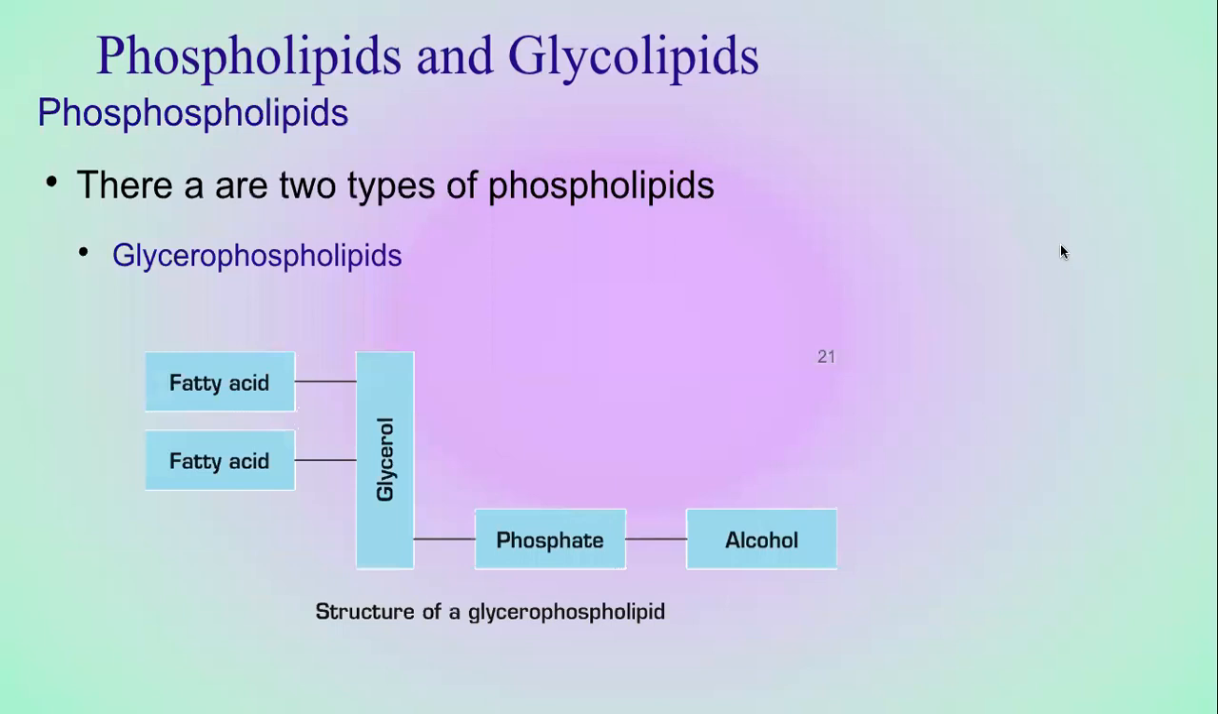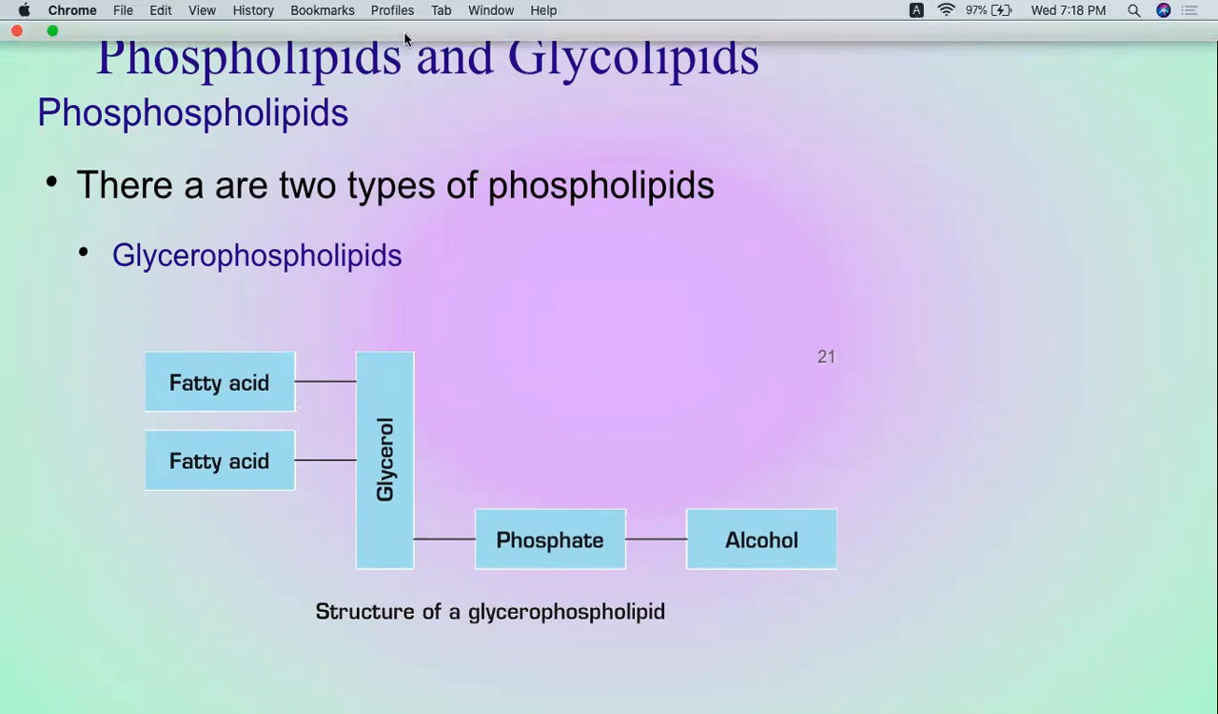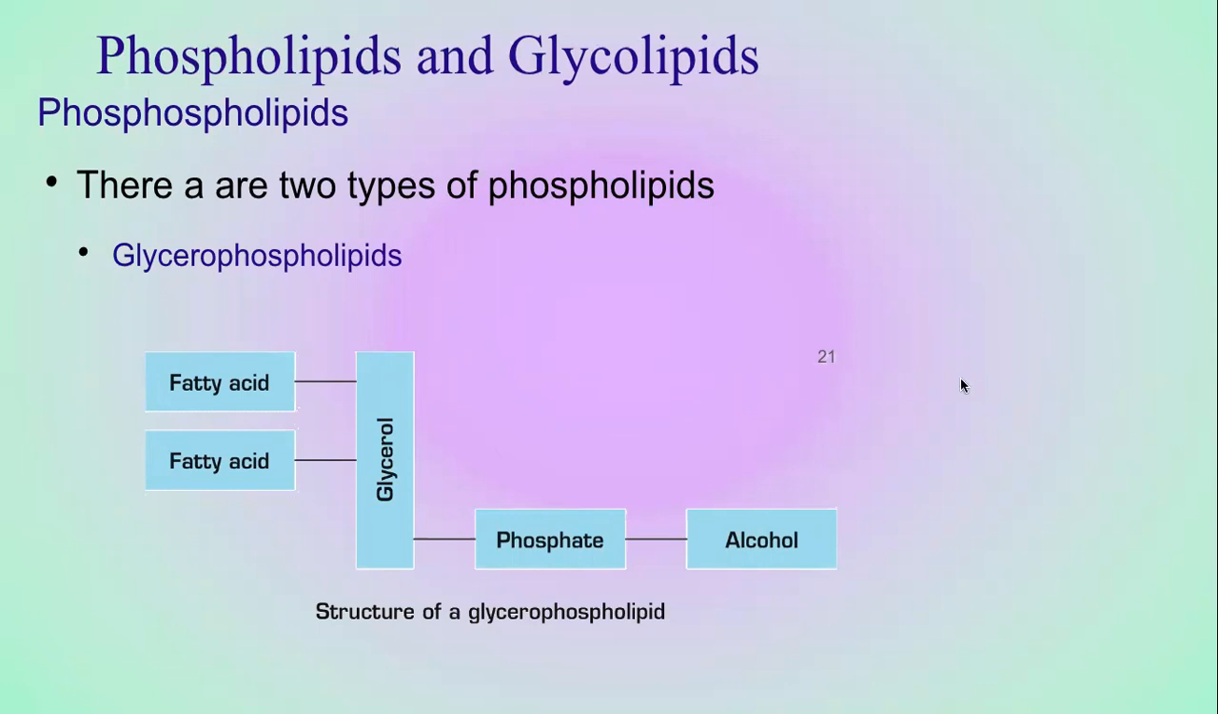So there are two types of phospholipids. We're going to talk about glycerophospholipids. The reason why we talked about triglycerides first is because now we're going to talk about molecules that look similar to triglycerides, but just a little bit different. We're going to still have our glycerol backbone. We're going to have two fatty acids, but instead of that third fatty acid, we're going to have a phosphate group and an alcohol group. And we'll take more of a molecular look at that in the next coming slides.